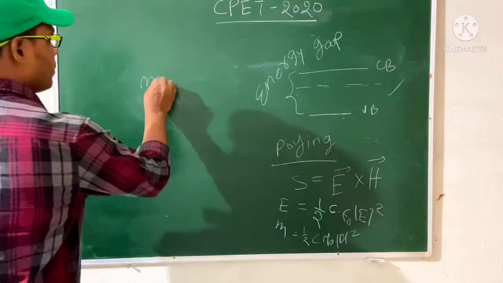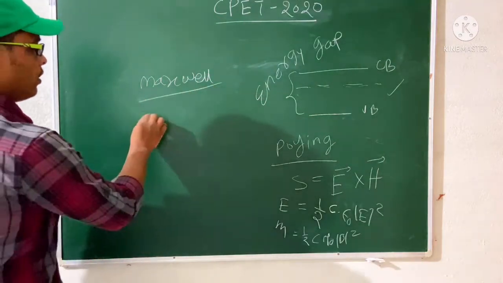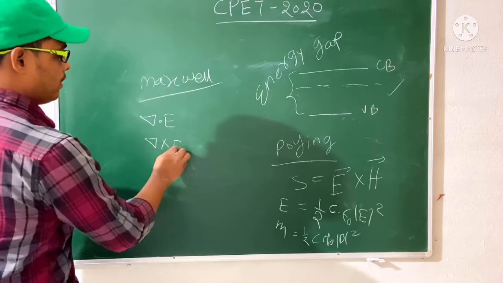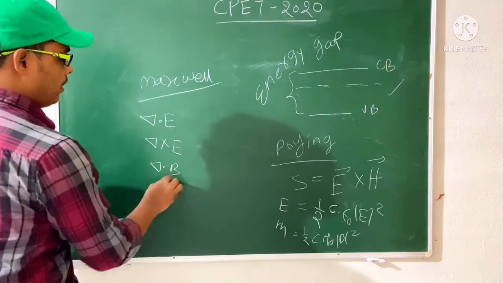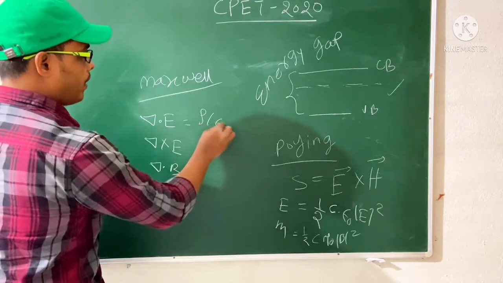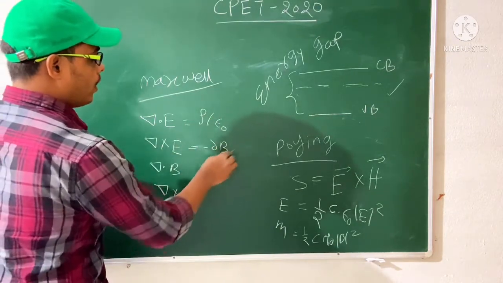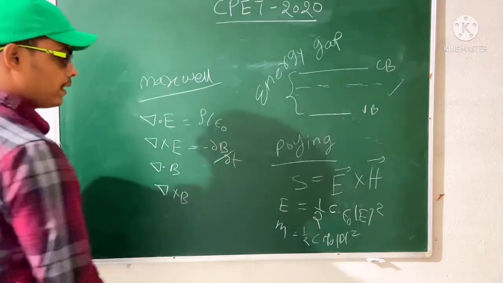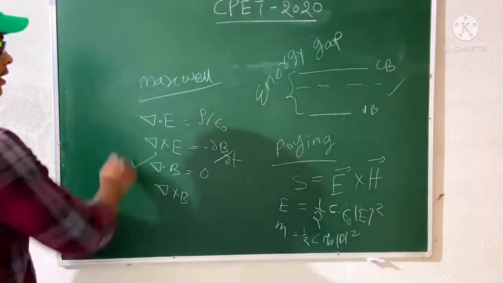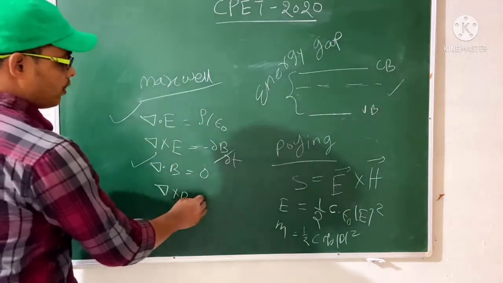One more important thing is the Maxwell equations, so you have to know about them. This is easy: what is del dot E, what is del cross E, what is del dot B, then what is del cross B. Del dot E is equal to rho by epsilon, that is the volume charge density. This is your Faraday's law, del cross E equal to minus del B by del T, and del dot B equal to 0. This is magnetostatics, this is electrostatics, and this one is your Faraday's law.